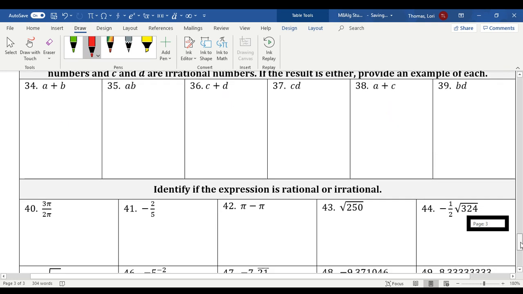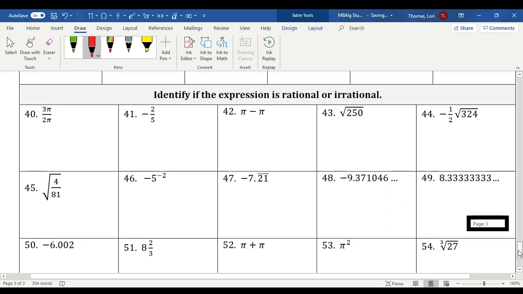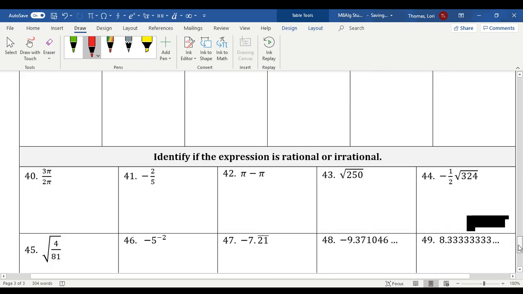Okay, for now, we're going to skip rational and irrational. We will come to that after we take our exam. So do not mark through this, but we will come back to it later.